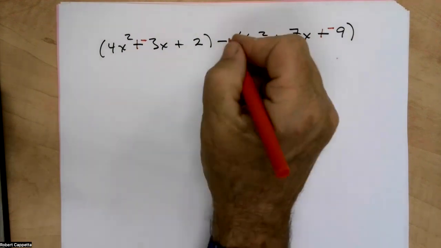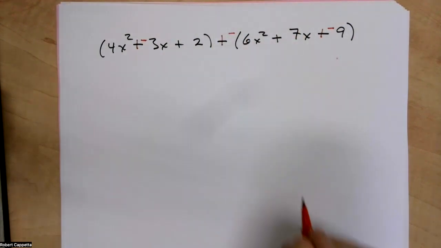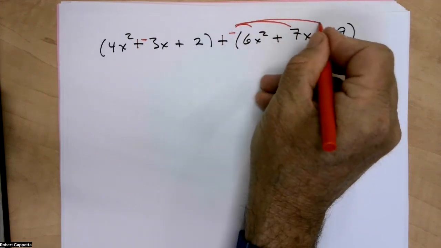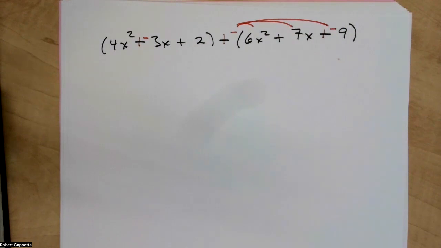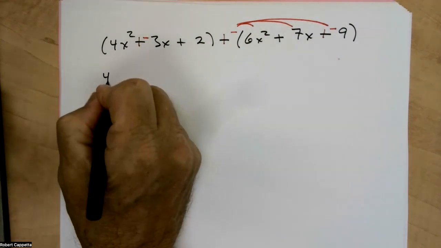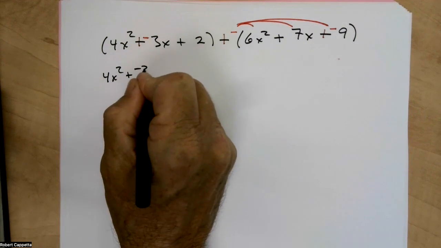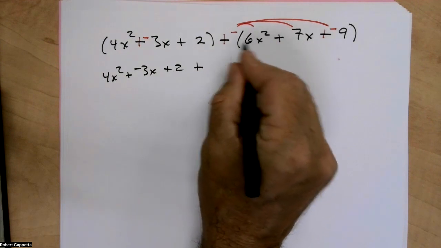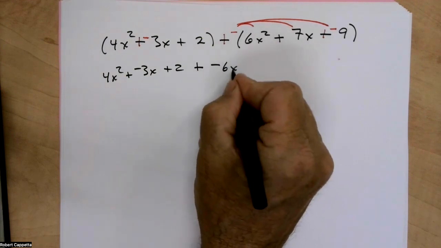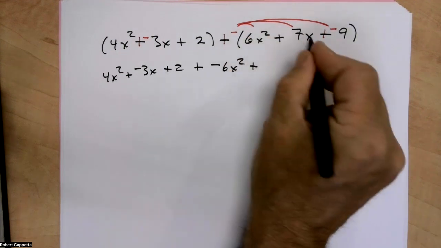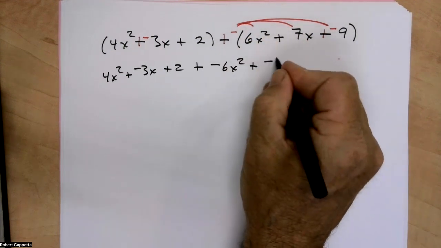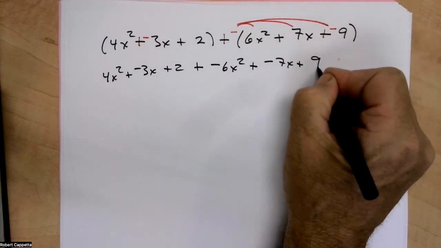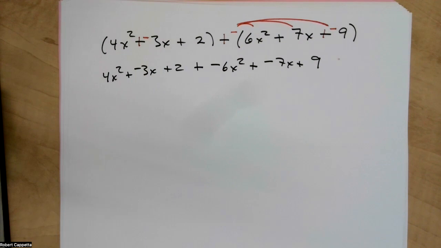This is the trickier one. We'll make this plus negative, but then this negative has to distribute to all of those pieces. So what am I going to have? I'm going to have 4x squared plus negative 3x plus 2 plus the negative of 6x squared, the opposite of 6x squared, negative 6x squared, plus the opposite of 7x. The opposite of 7x is negative 7x, plus the negative of negative 9. The opposite of negative 9 is positive 9.